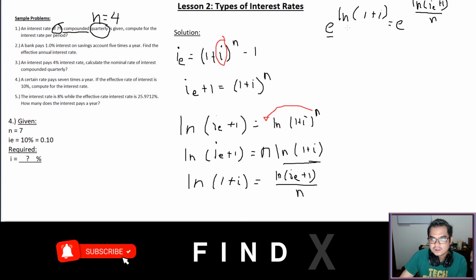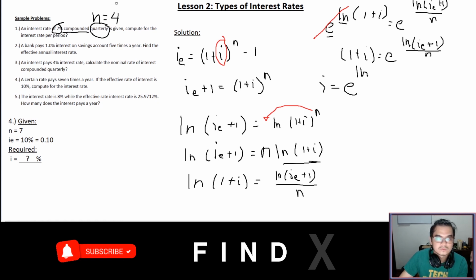And as you can see, if e and ln get beside each other, they will cancel out each other. Therefore, canceling e and ln, you'll be left with 1 + i equal to e raised to ln(ie + 1) all over n. Then transposing 1, you'll have i equal to e raised to ln(ie + 1) all over n, and don't forget the minus 1.